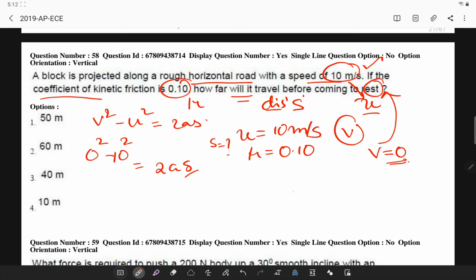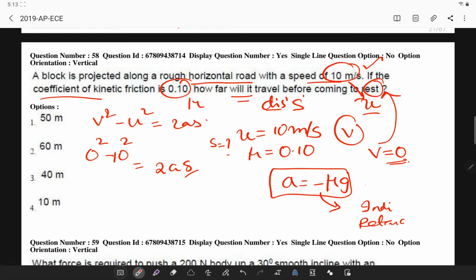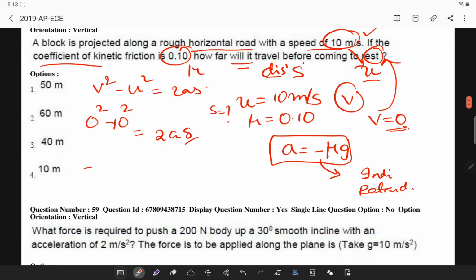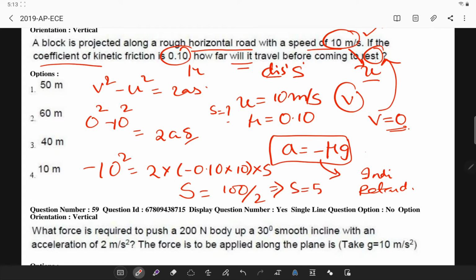Now if you observe, acceleration will be minus mu into g, and here the negative symbol indicates retardation. If I substitute that here, minus 10 square is equal to 2 into minus 0.10 into 10, g value, into s, so I will be getting s is equal to 100 divided by 2, or s is 50 meters.